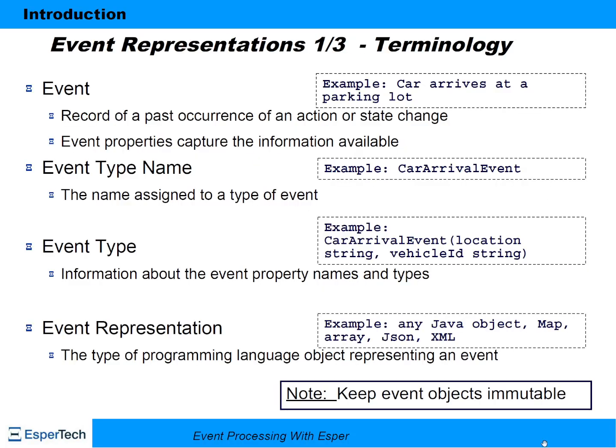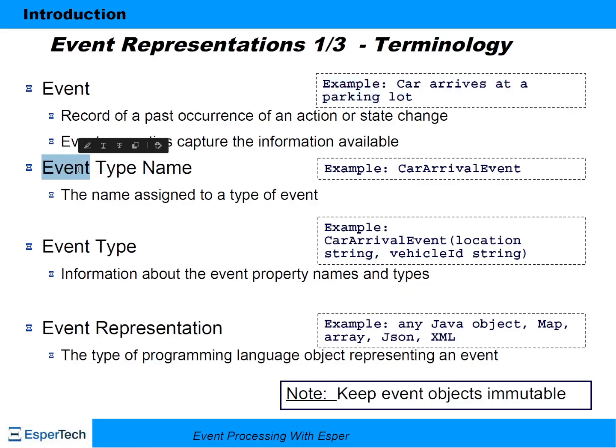Now we are discussing events and how they are represented in Esper. An event is a record of a past occurrence of an action or state change. Event properties capture the information that is available about the event. For instance, car arrives at a parking lot is an event.